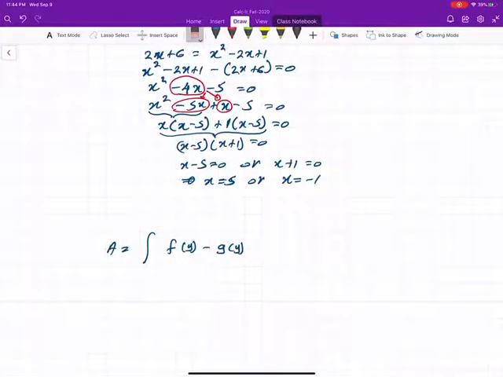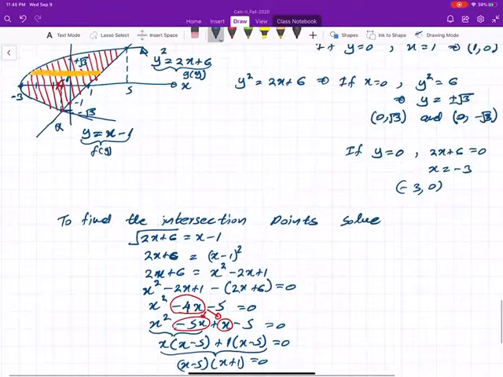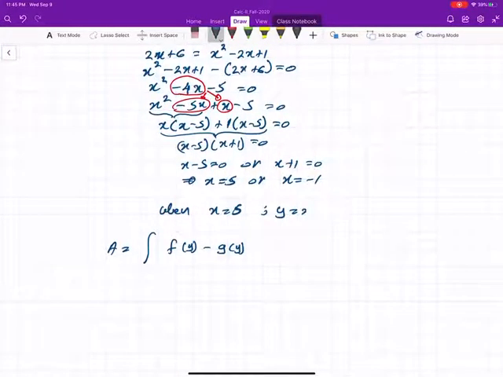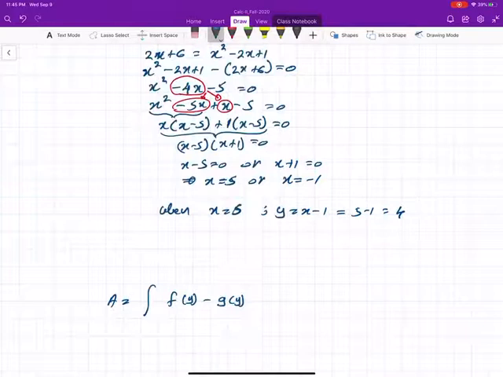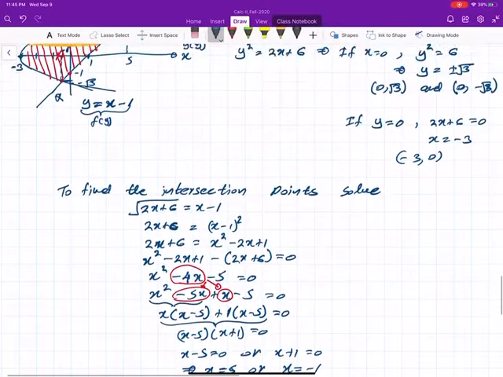When x equals 5, what is the y value, and when x equals minus 1, what is y? When x equals 5, y equals, you can use one of these lines. I can use this line to compute that. That means when x equals 5, y equals x minus 1. That means 5 minus 1, 4. When x equals minus 1, that is minus 1 minus 1, which is minus 2. Okay, this is minus 2.